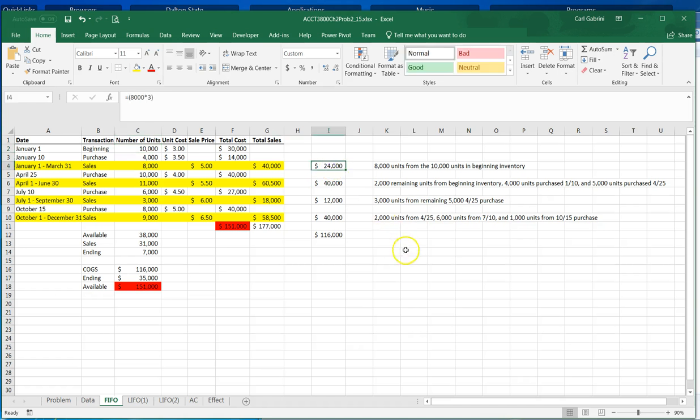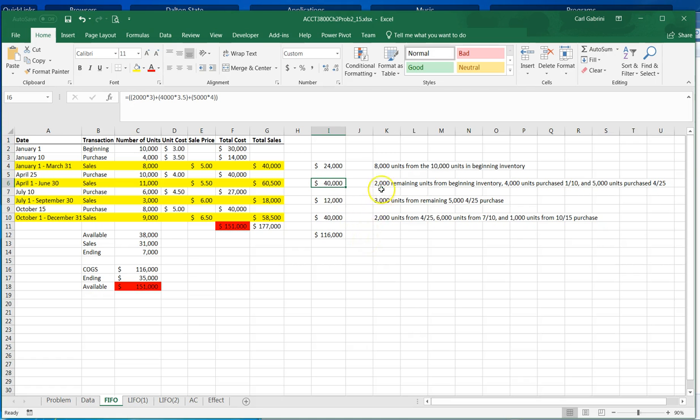And that total ends up being 8,000 times $3 per unit, or $24,000. So that's your cost of goods sold for that particular set of transactions. Now, for the sales for the second quarter, where they sold 11,000 units at $5.50 per unit, they generated revenues of $60,500, and their costs associated there were $40,000.